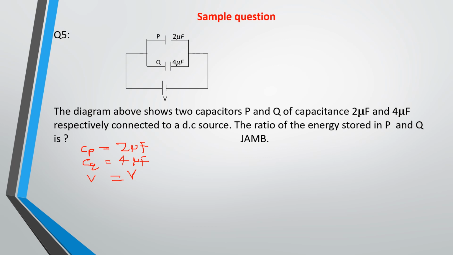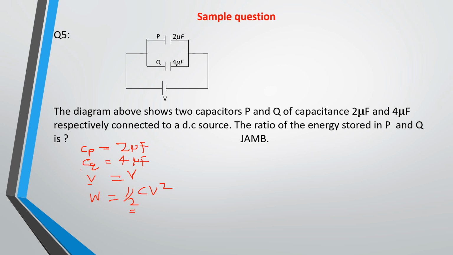So work done or energy stored is given as half CV squared. From the equations we derived earlier, this is the equation to use for energies, because we have V and C. So energy stored is half CV squared.